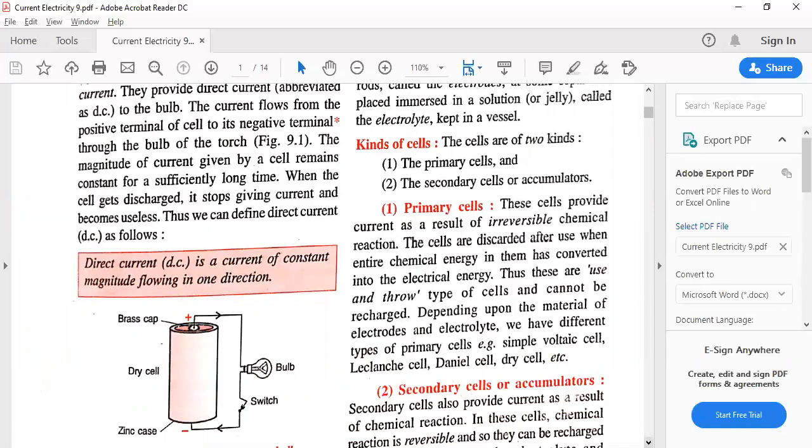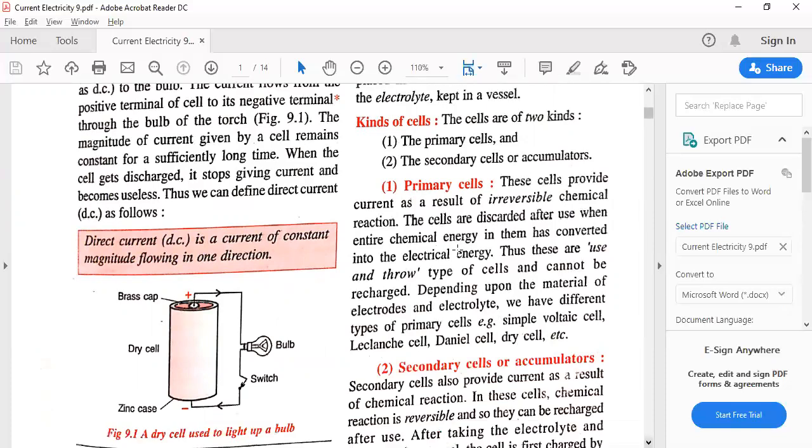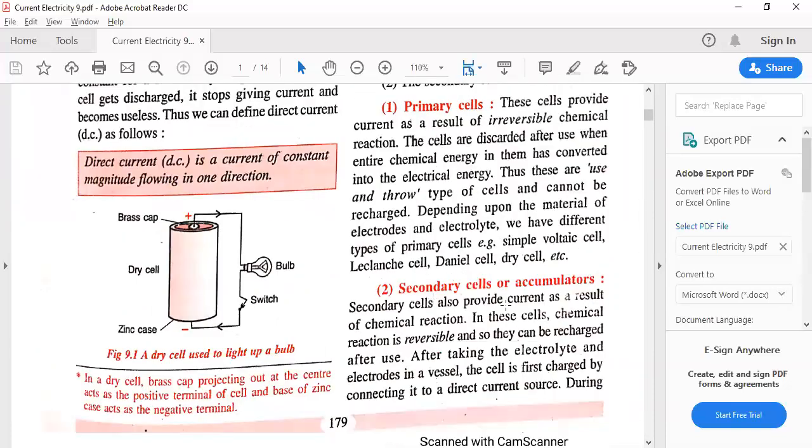Now depending upon the material of the electrode and electrolyte, we have different types of cells: simple voltaic cell, Leclanche cell, Daniel cell, and dry cell. Dry cell is the cell which we use in household circuits. Now, there are certain cells which are called secondary cells or accumulators. A secondary cell provides current in a similar way as a result of a chemical reaction. But in these cells, the chemical reaction is reversible. So they can be recharged after use.